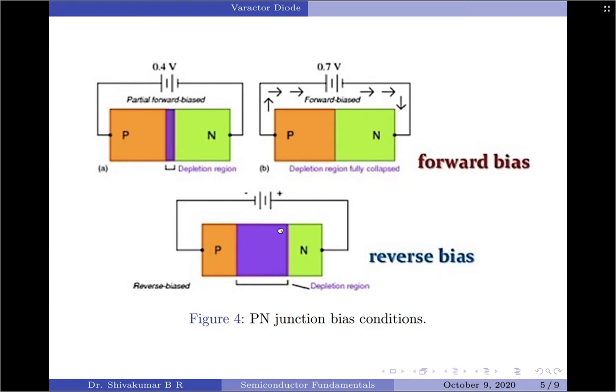A Varactor diode is specially designed to enhance this ability to store charge carriers when reverse bias is applied, thus allowing it to act as a capacitor. The junction capacitance is inversely proportional to the width of the depletion layer. That is, if the width of depletion layer is less, the capacitance will be more, and vice versa.